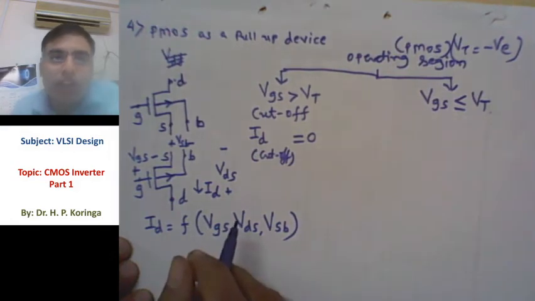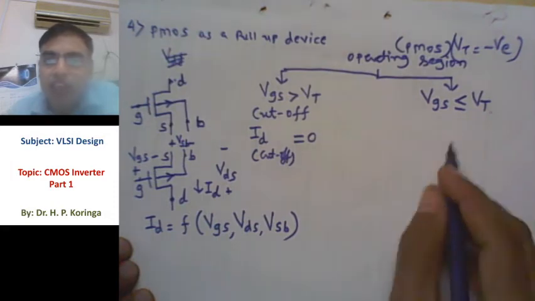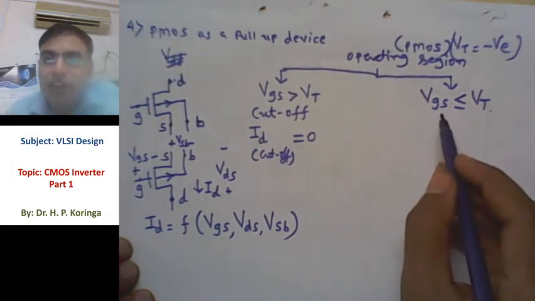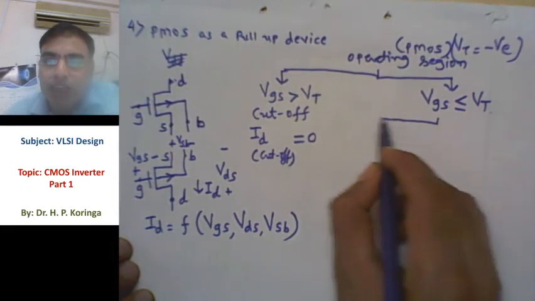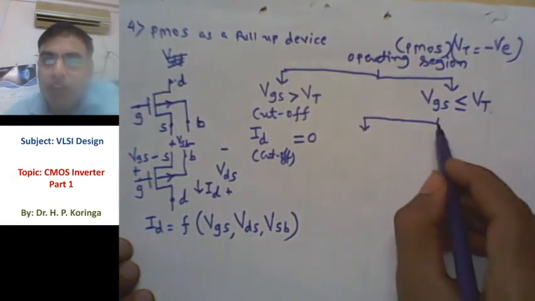And for the NMOS enhancement type, the threshold is a positive value. So here the threshold is a negative value. So whenever the VGS is less than or equal to VT, it operates in either the linear region or the saturation region.